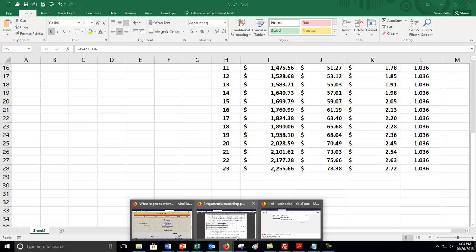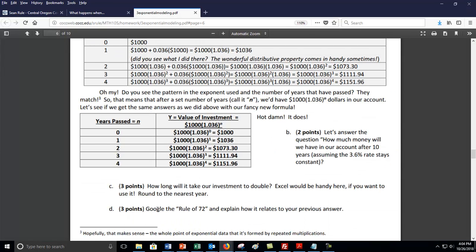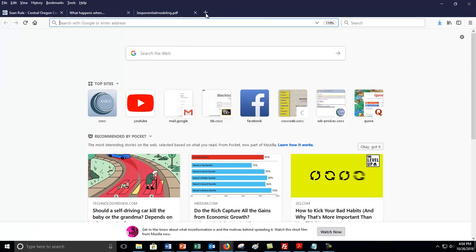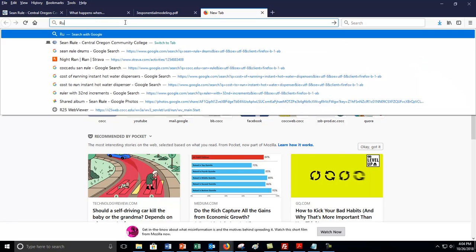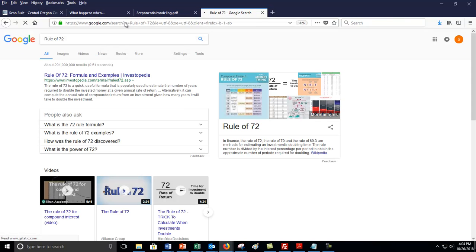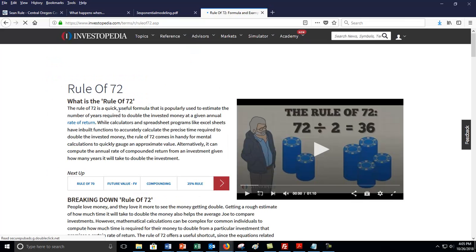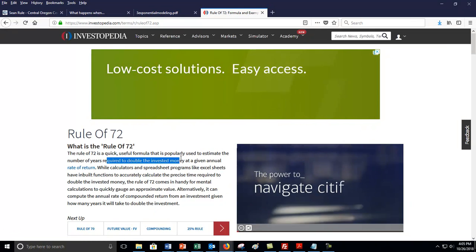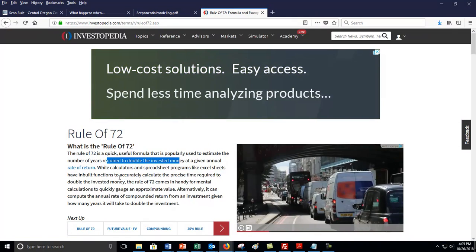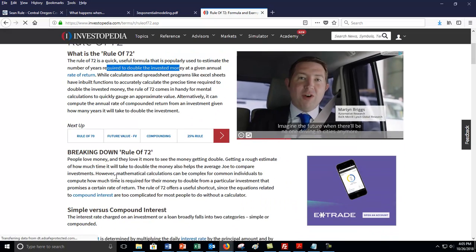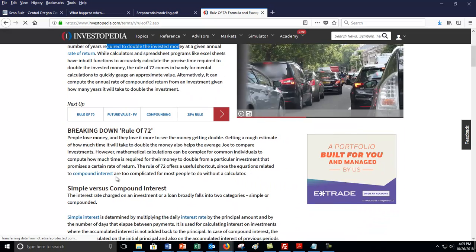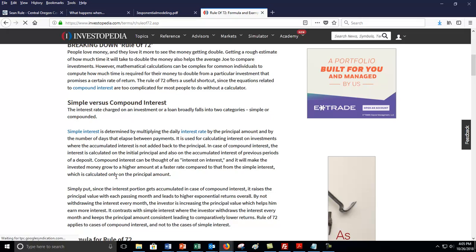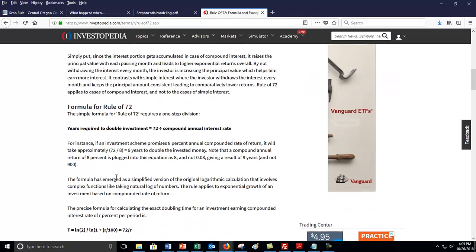Okay. Let's see. Google the rule of 72. I've never Googled this in a while. Rule of 72. Let's see what it says. I know what it says, but Investopedia: the rule of 72 is a quick, useful formula that is popularly used to estimate the number of years required to double the invested money at a given annual rate of return. Okay, so all you got to do. Where's it? Talk about the shortcut somewhere in here. Here we go.